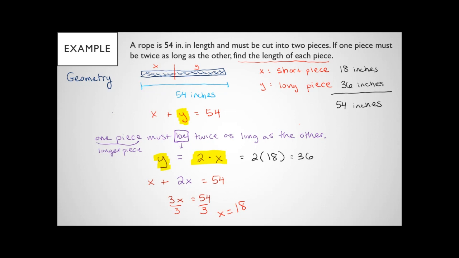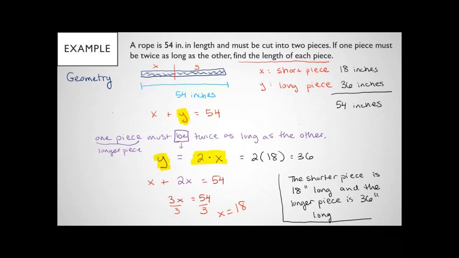So we've done all of this math. Now we want to actually write our answer as a sentence. So we would say the shorter piece is 18 inches long, and the longer piece is 36 inches long. And that would be your answer.